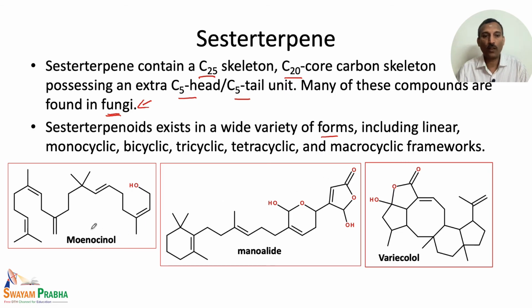For example, ophiobolin is a linear unit, manoalide has a multicyclic system, and variecolol has a polycyclic system. So these are some of the examples of the sesterterpene and sesterterpenoid compounds.